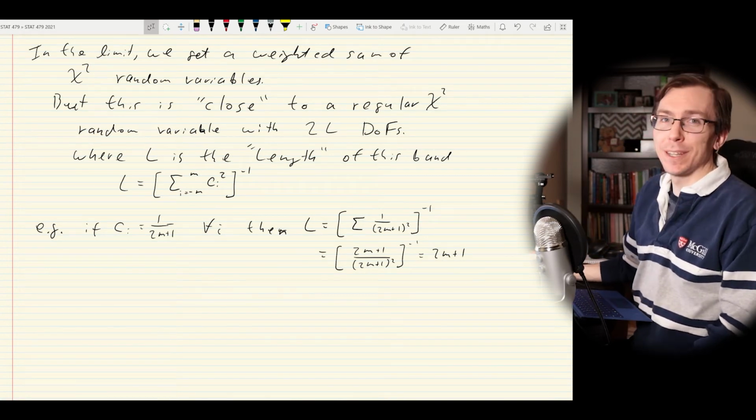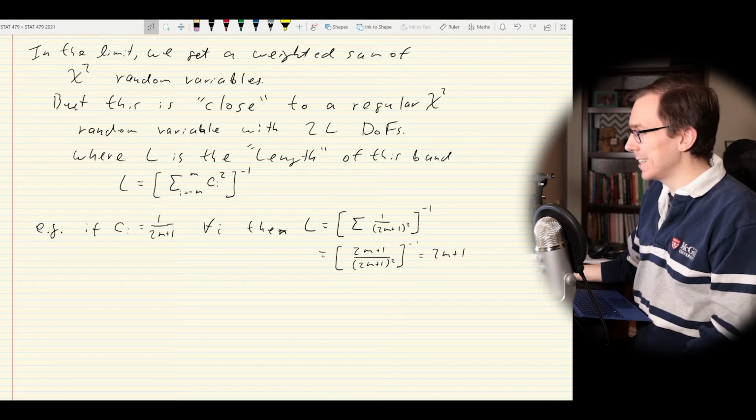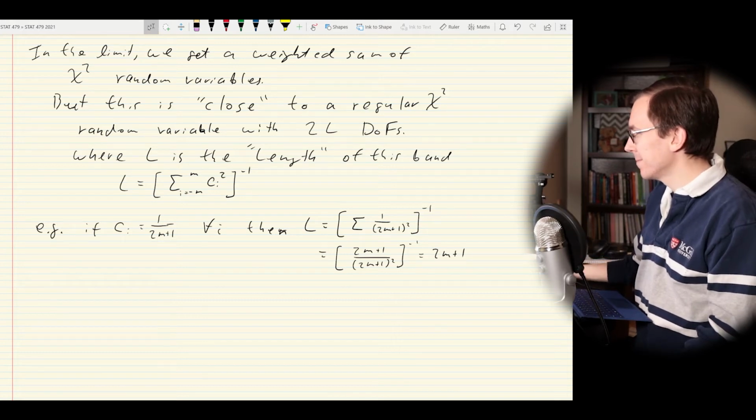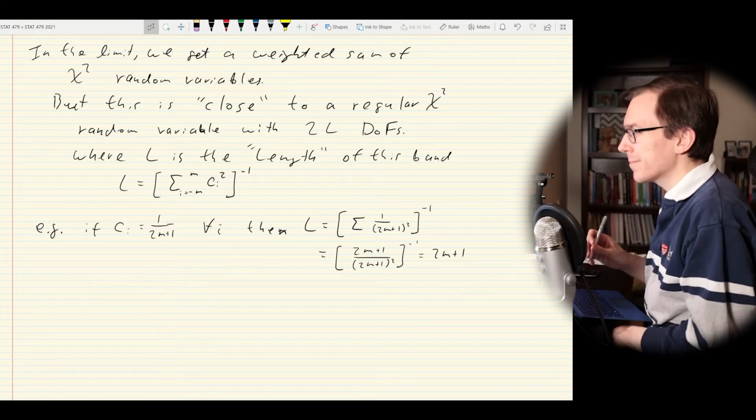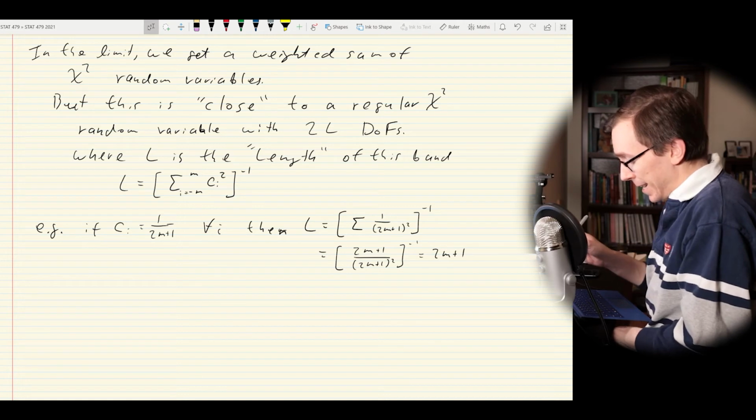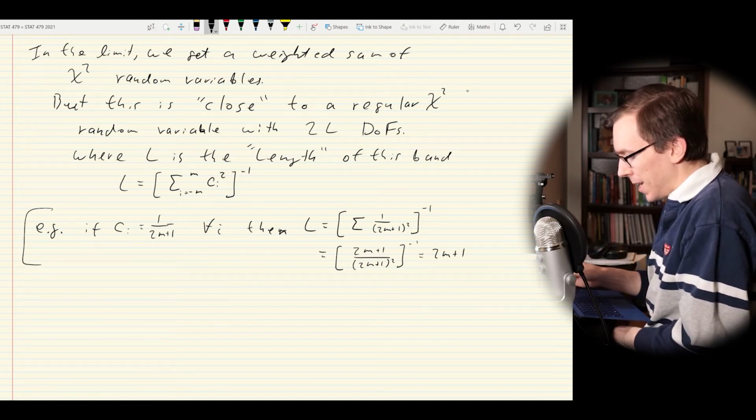Anyway, it'll be interesting when we look at this in R to see how this actually works in practice. There we go. Batteries are dying. There we go. We are back. Anyway, okay, so that's our little example. I'll block that off.